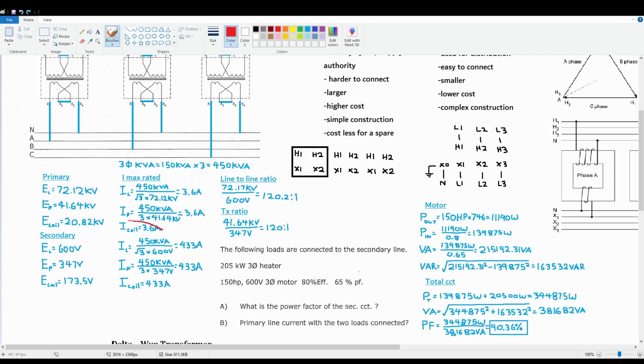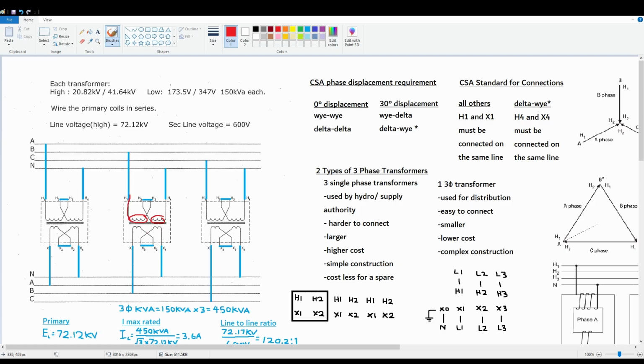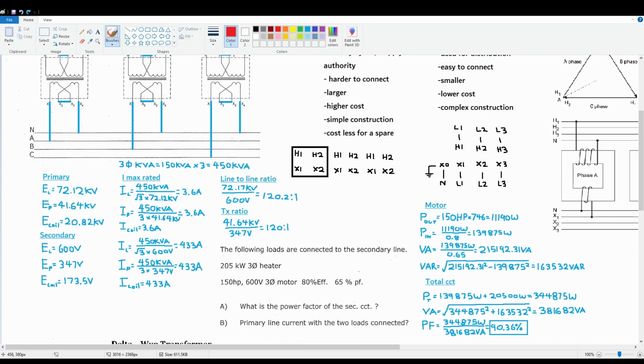And of course, each coil here will have 3.6 amps because this is connected in series, and when it's connected in series, your current always stays the same. And it'll be the same thing for the secondary side.